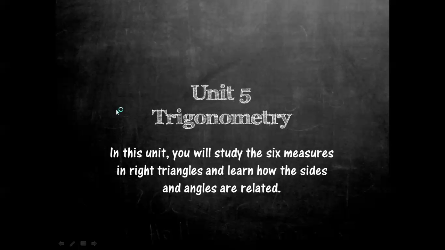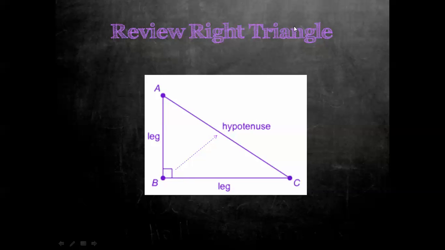In this unit, we are going to start talking about trigonometry. So we'll study the 6 measures in right triangles and we'll learn how their sides and angles are related. The first lesson is going to be talking about tangents. Now we've talked about tangents as far as lines that hit circles, but today we're going to talk about how they relate to triangles. So the first thing that we want to do is review right triangles.